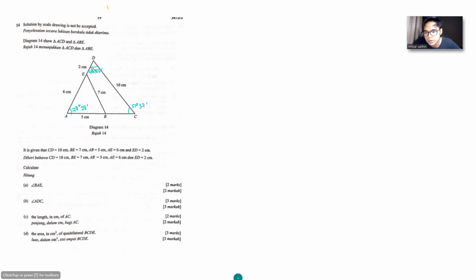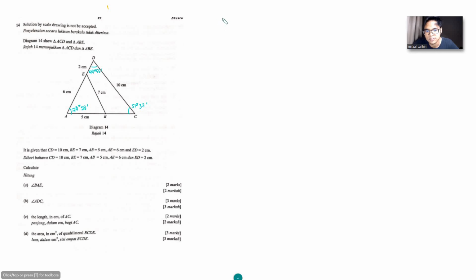And we already know all the angles over here. We know that this is 49 degrees 55 minutes, and this one is 78 degrees 28 minutes, and this one over here is 51 degrees 37 minutes. There are two ways that you can do to find AC.